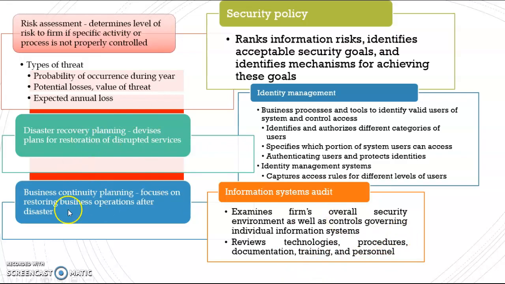We have two types of planning actually for the security policy: disaster and also business continuity planning. For disaster, you devise plans for restoration of disrupted services. For example, in your area we know the flood occurs every year. So what is your plan for your company security? For example, if you have the ground floor, the basement, maybe our cable is in the basement. So what is your company's planning for disaster?